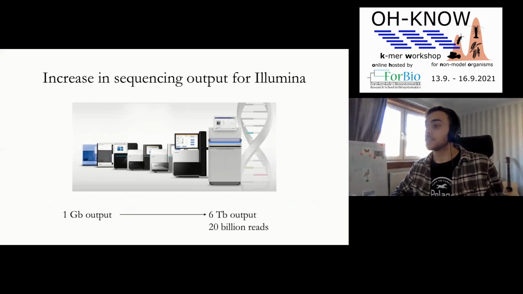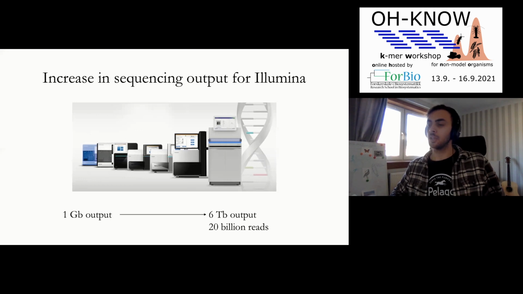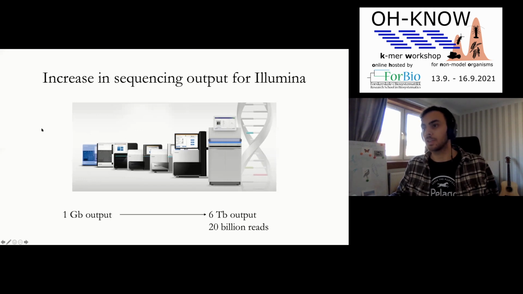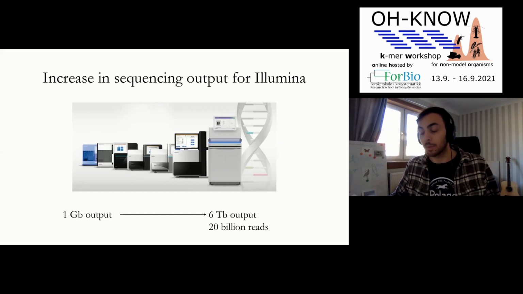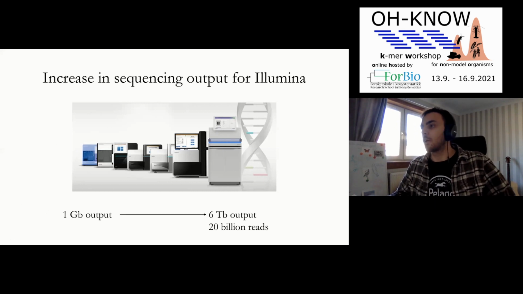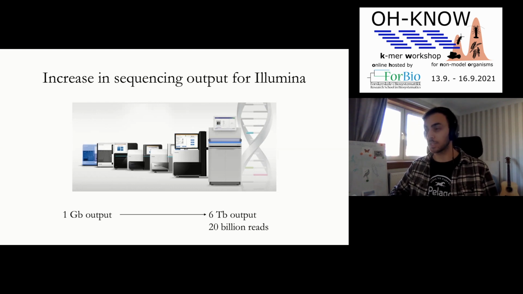One of the other things which has led to this big drop in price is the increased output of sequencing. If you were doing sequencing 5-10 years ago, you were limited to very small outputs. These on the left here are the very old Illumina machines, which would output about a gigabyte of data. And now if you're working on these new NovaSeq machines, you can get up to 6 terabytes of output. So that's 20 billion reads. And to be honest, this scale is pretty remarkable and it's ever increasing.